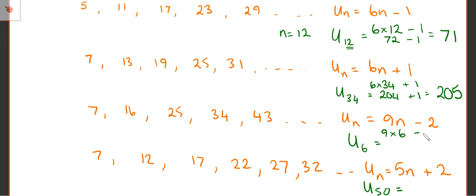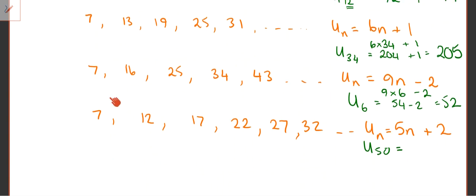Yeah. 52. Riley? 5 times 50 plus 2. 250 plus 2 is 252.